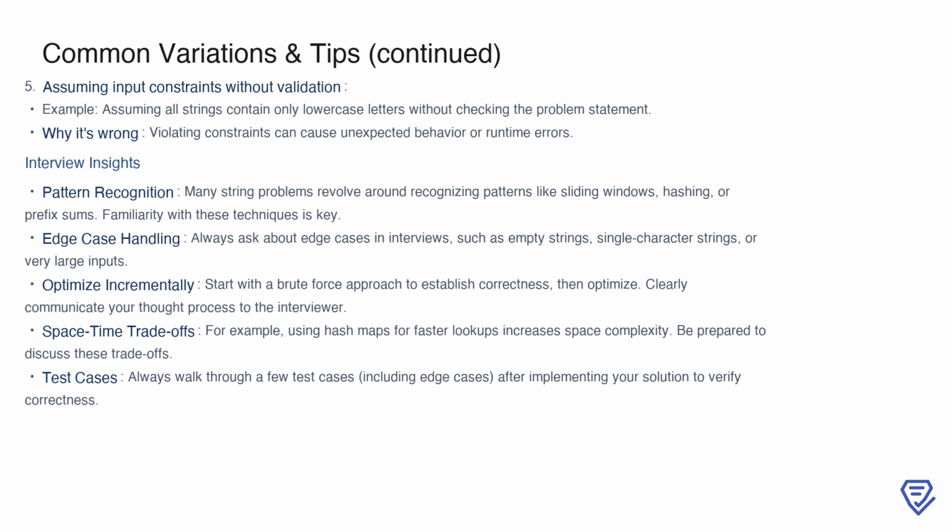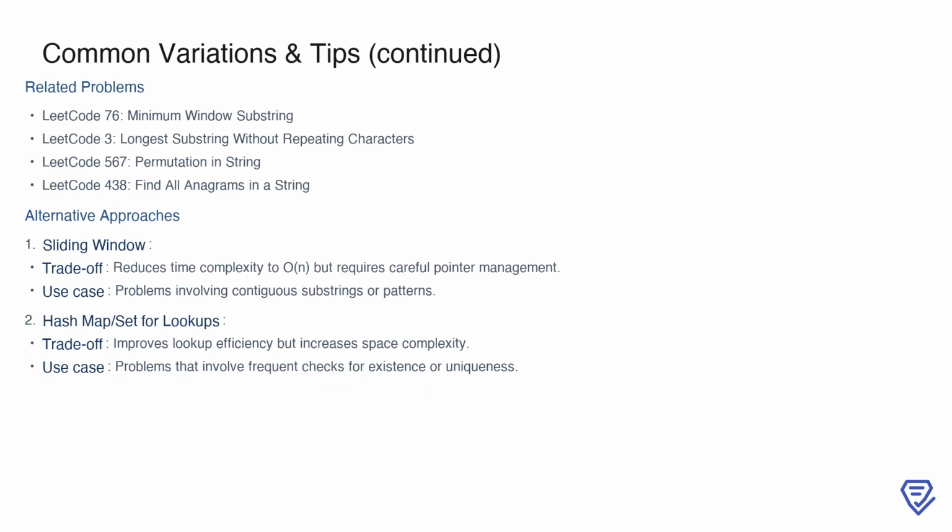Be mindful of space-time trade-offs, such as using a hash map for faster lookups at the cost of higher space complexity. Finally, after writing your solution, walk through a few test cases, including edge cases, to verify that your code works as expected. To deepen your understanding, it's helpful to explore related problems that involve similar techniques. For example, problems like LeetCode 76, minimum window substring, LeetCode 3, longest substring without repeating characters, LeetCode 567, permutation in string, and LeetCode 438, find all anagrams in a string, all share overlapping concepts. Studying these can improve your grasp of string manipulation and pattern matching.